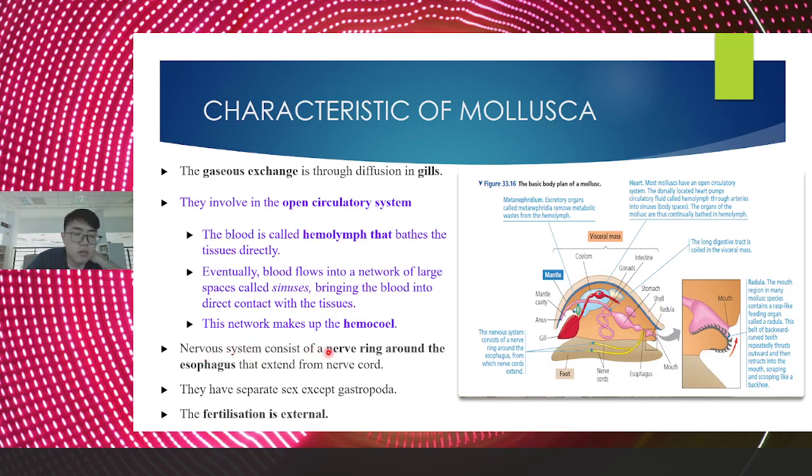The nervous system consists of a nerve ring around the esophagus that extends from the nerve cord. The esophagus is located here, near the mouth part of the organism. And then they have separate sexes except Gastropoda, and the fertilization is external for this species.